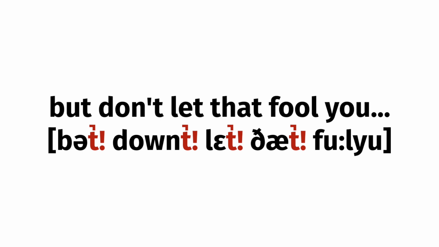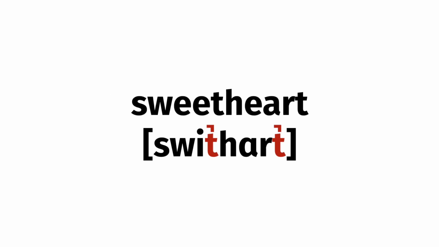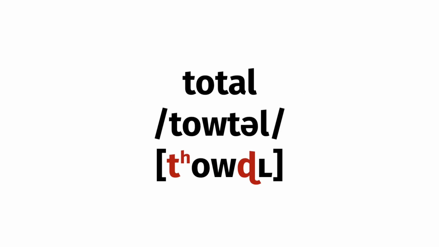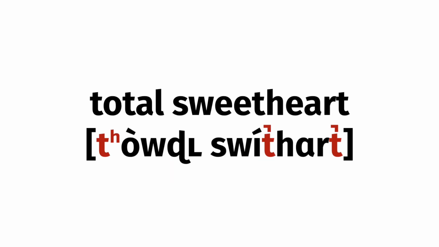We hear it twice in the word sweetheart. Once at the end of the syllable sweet, and again at the end of the word heart. Sweetheart. Sweetheart. And of course, total has aspirated T at the beginning and flap T in the middle. Total. Total sweetheart. Total sweetheart.